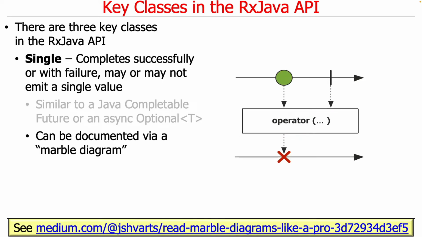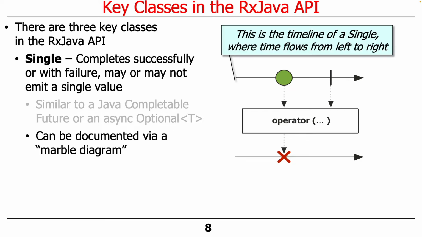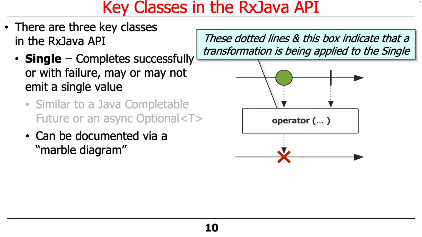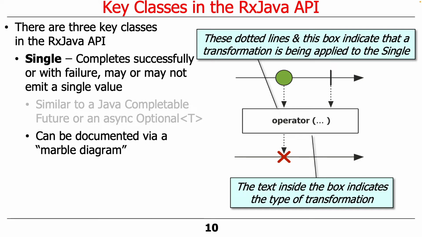You can document and understand the behavior of operators in the single class using something called a marble diagram. And you can read more about marble diagrams at this link. This is how the reactive programming APIs are documented. So the way you read this is there's a timeline from left to right. And this is the item that's emitted by the single. And this indicates that a transformation will be applied to that item. So that's the little box here. And the text inside the box indicates the type of the transformation, and that's usually a method, like map or flat map or do on success or whatever.